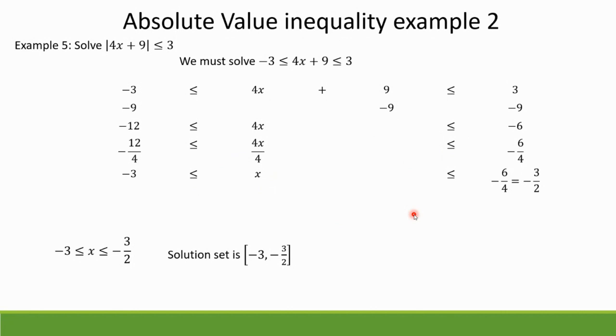Any other questions? So we wouldn't flip the signs because the 4 isn't negative, but the 12 is. If we divide it by negative 4, then the inequalities would have to flip. Exactly. Okay, thanks. You're welcome.